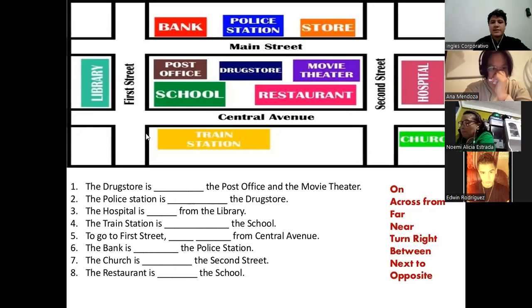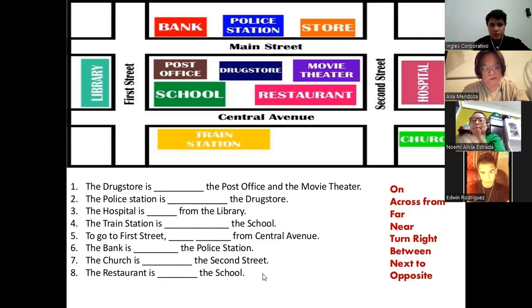So then let's start. I'm going to ask first room number one. I have Amber, Claudia, Noemi, and Salvador. So guys, for this group, what is the first one? The drugstore. The drugstore is between the post office and the movie theater. Movie theater, perfect, very nice.